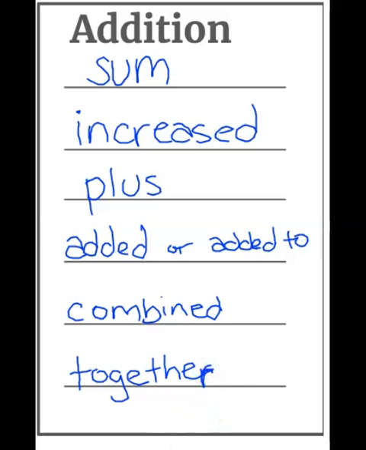Okay, so these are some clue words that you might see. This is not all of them. You might see other things, like more than. And there are plenty of other ways of saying you need to add, but these are just a few of the clue words that you might be running into here soon.